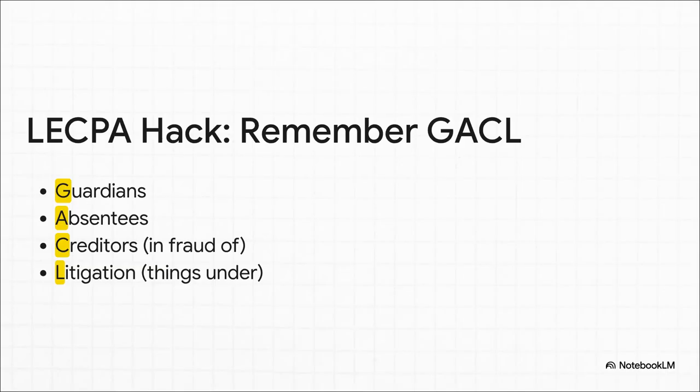This is how you're going to remember the main reasons for rescission, especially when you're under pressure during the boards. Just remember the acronym GACL. G for guardians, A for absentees, C for creditors, and L for litigation. GACL. Let's hit each one.